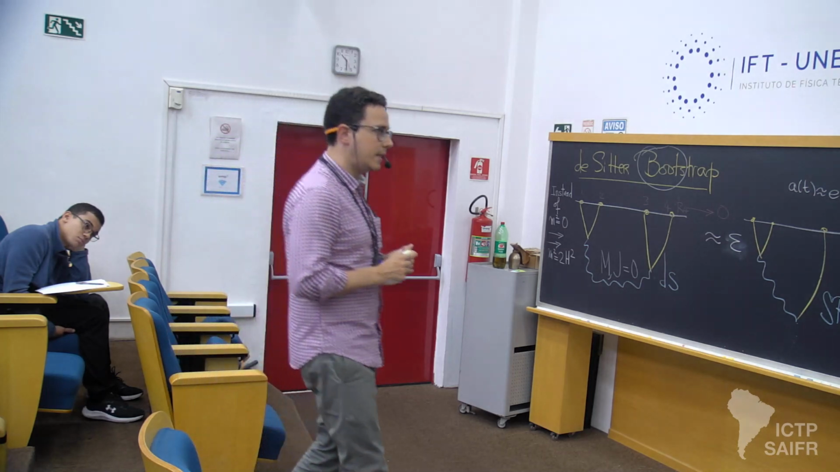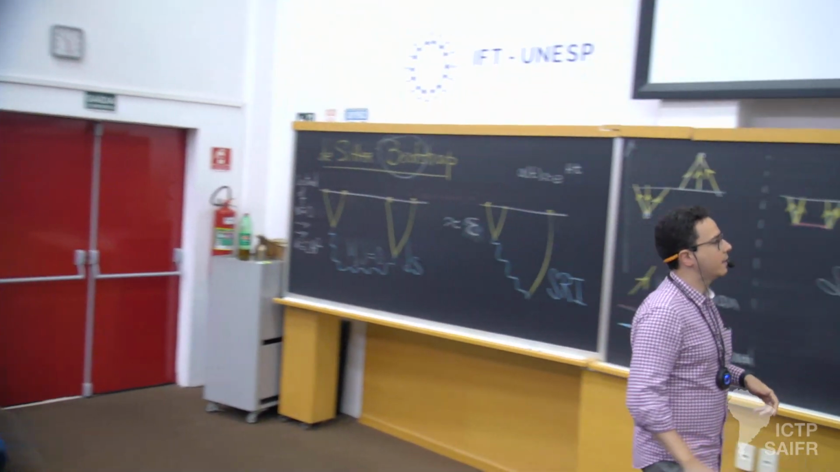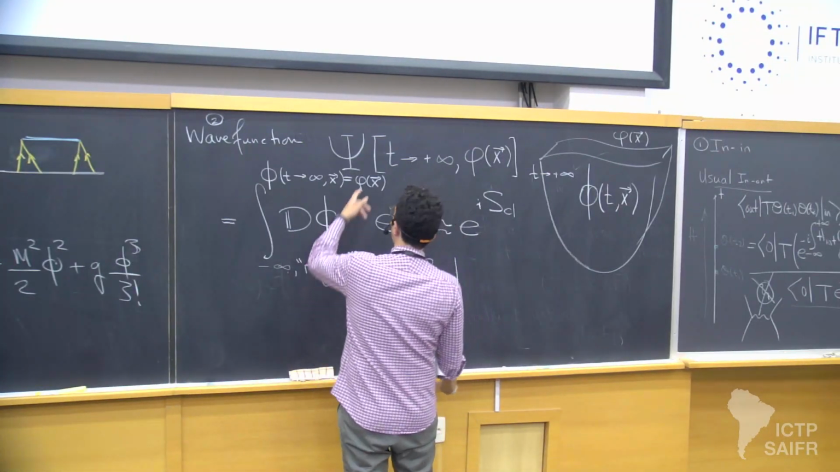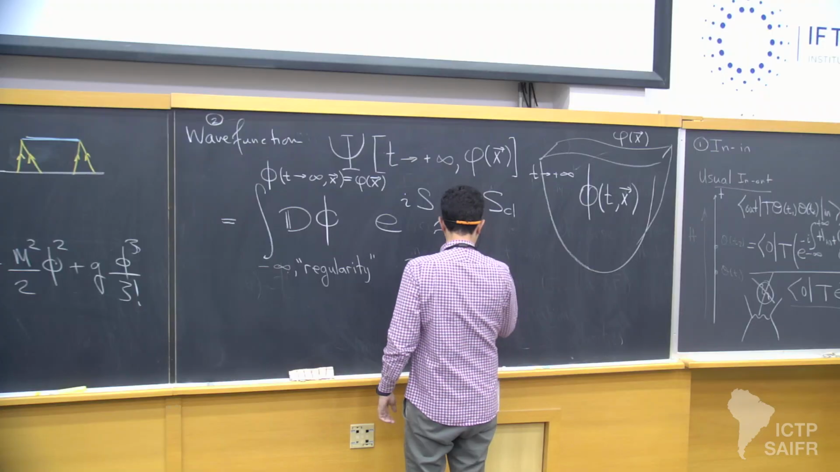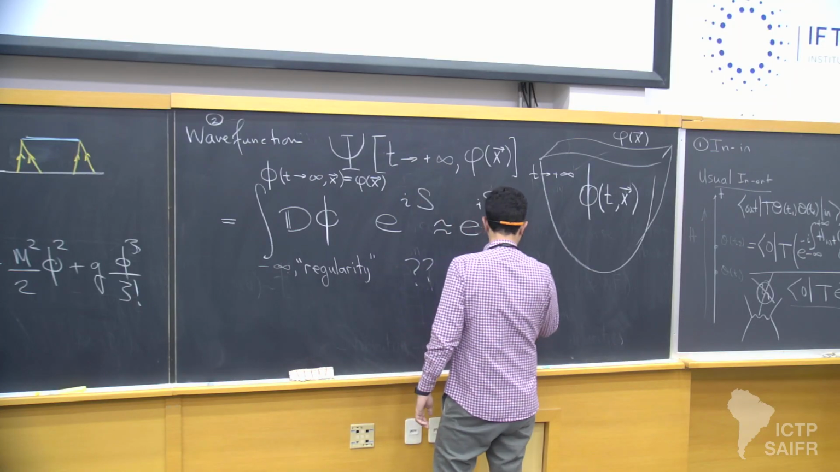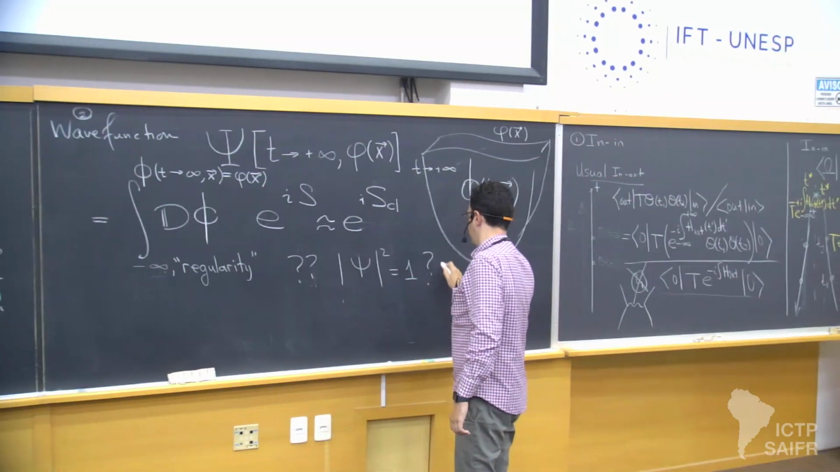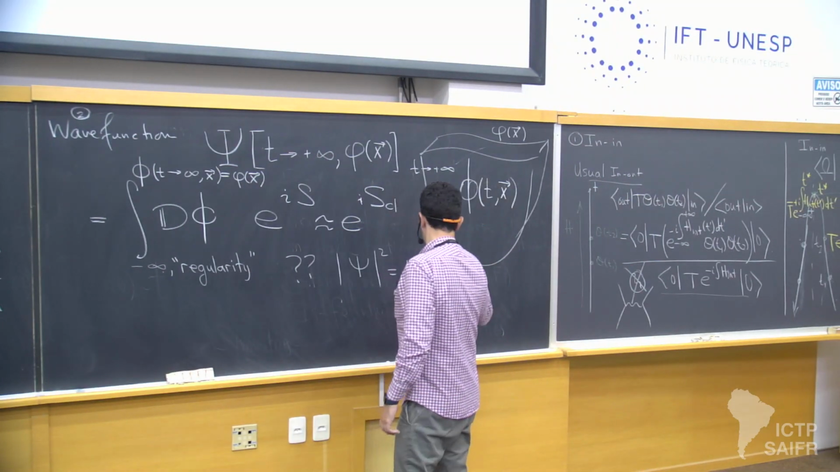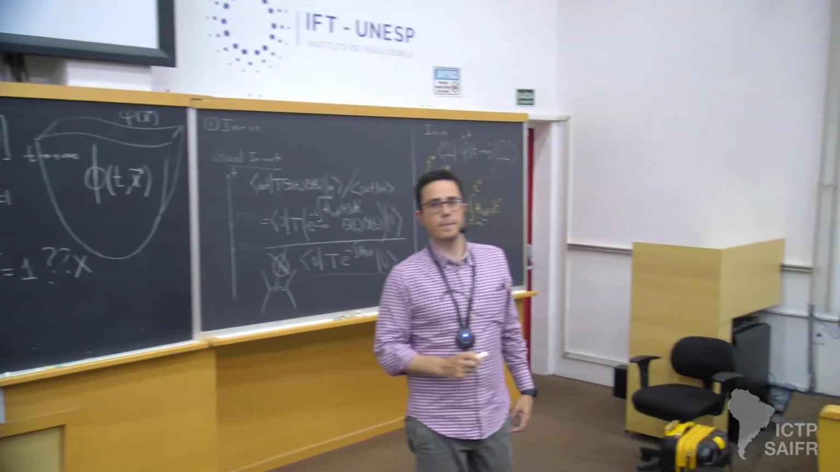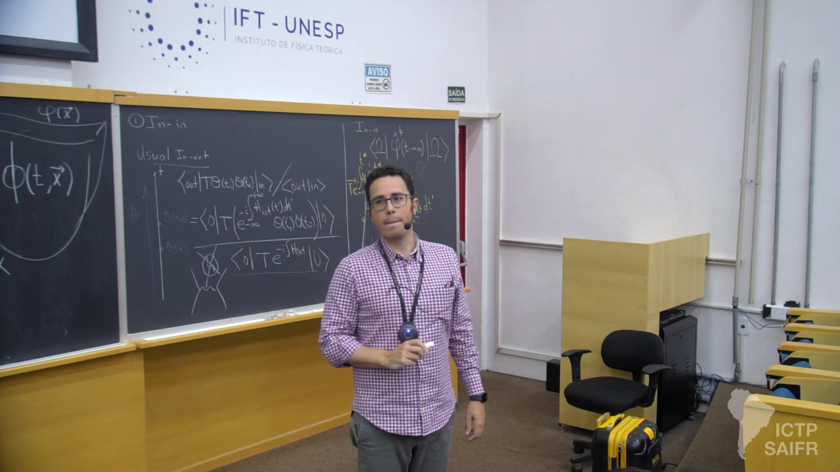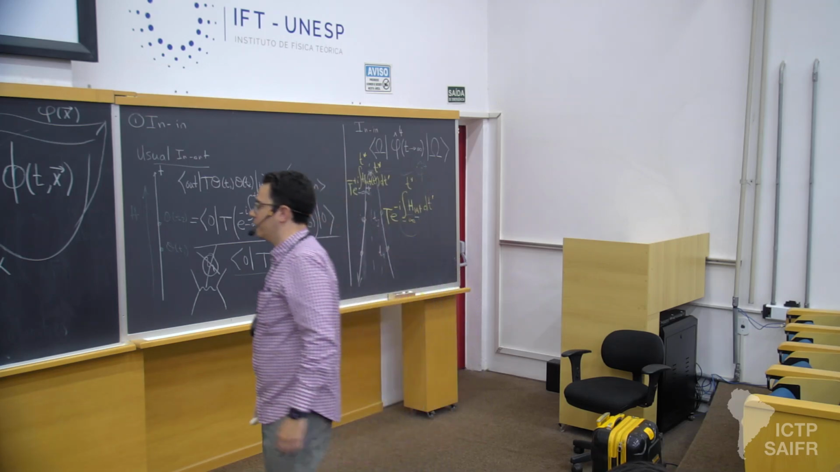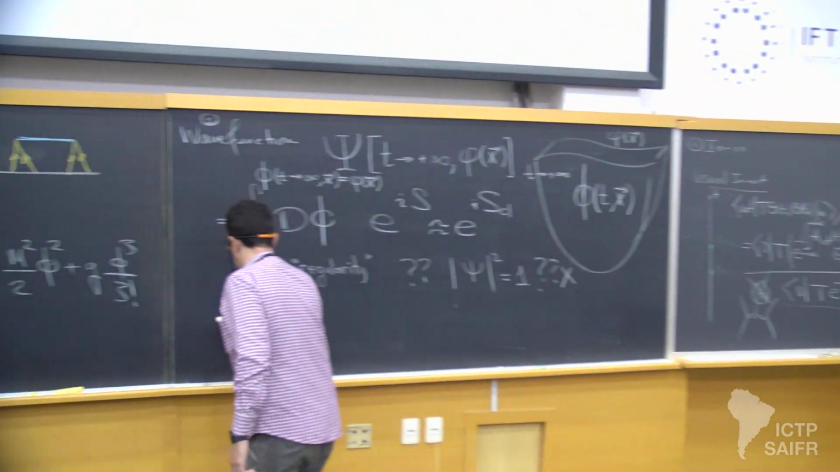Yes. To compute probabilities we use what our friend Max Born told us. You compute this, psi squared. But then psi squared is 1. So this is wrong. So what's the way out? That's right. So the saddle is complex.